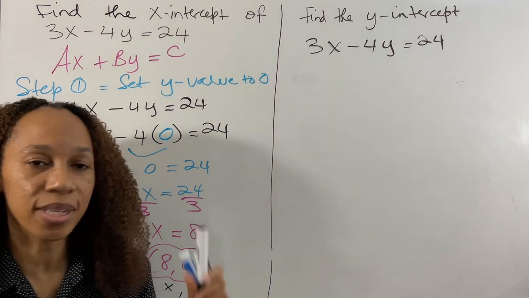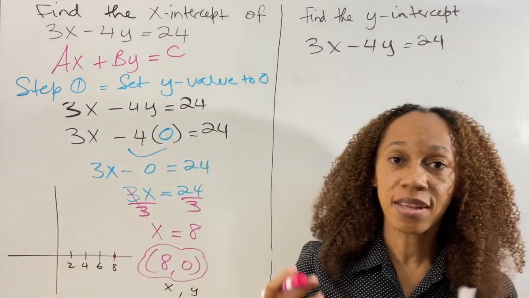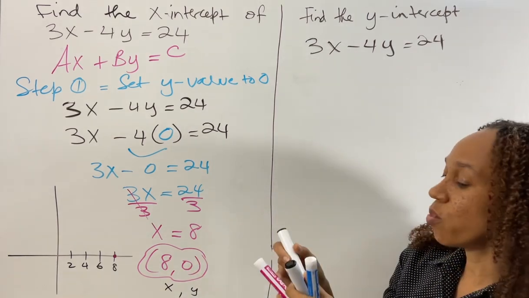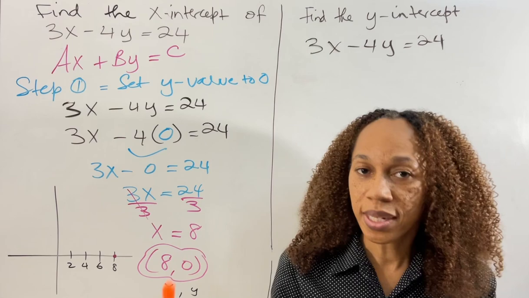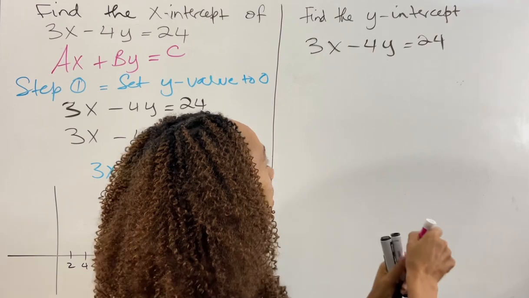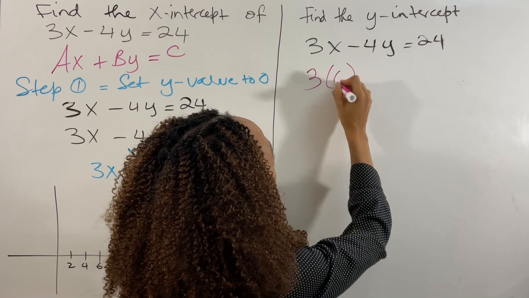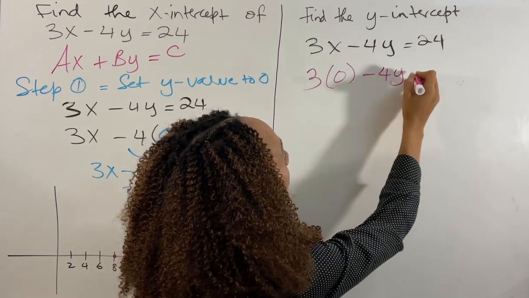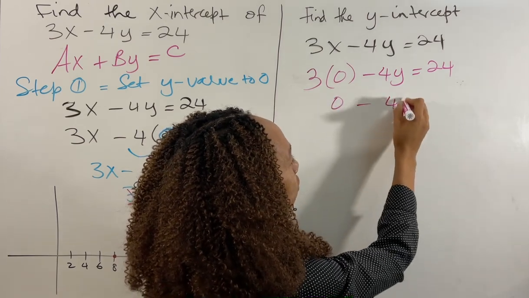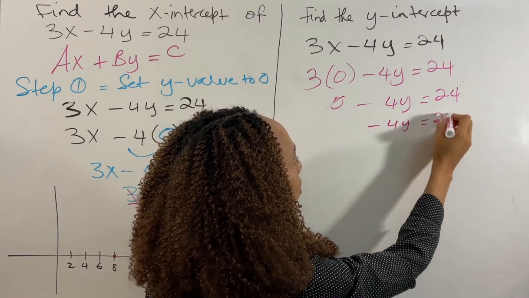Now, let's use the same equation in the standard form and let's find the y-intercept. So in order to find the y-intercept, we are simply going to set our x value equals 0 to find our y-intercept. So let's go ahead and do this. So our x value is going to be 0, and so this is going to be 0 minus 4y equals 24. We get rid of that. It's simply negative 4y equals 24.